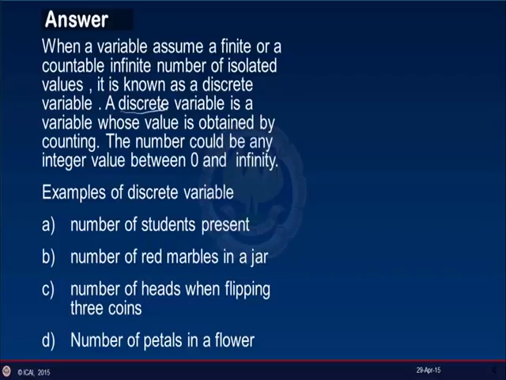and infinity. Now if we draw a diagram like this, it is not continuous, there will be a lot of gaps in between, like the number of students. It can be 1, 2, 3, number of students present in a class, or number of red marbles in a jar. Other examples are the number of heads when flipping 3 coins, or the number of petals in a flower. All these are examples of a discrete variable, and the graph would come out like this, with gaps in between.